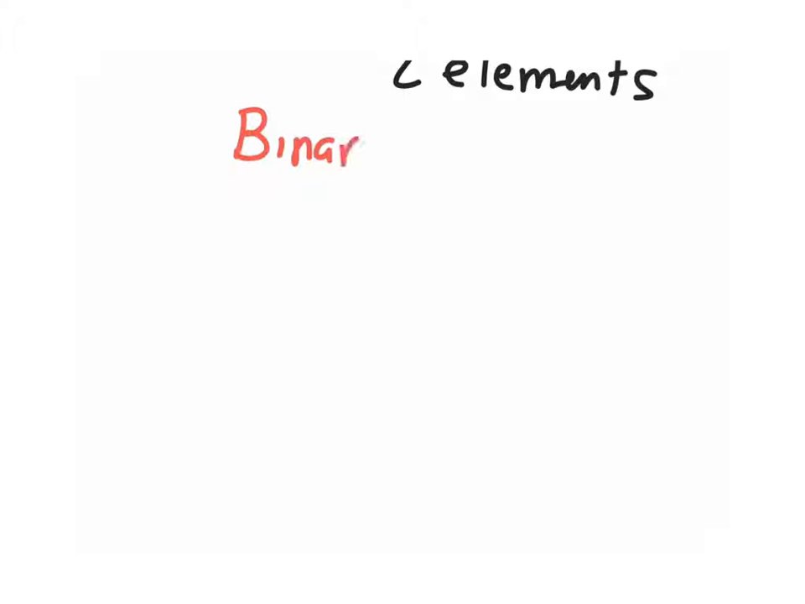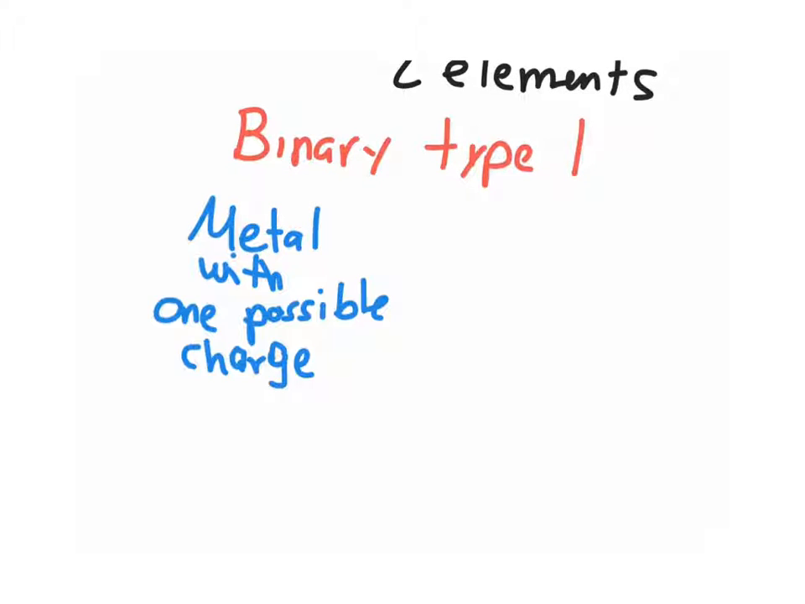the ones that I'm going to call type 1. I will mention them as type 1: the ones that are made of a metal that has one possible charge and a non-metal.